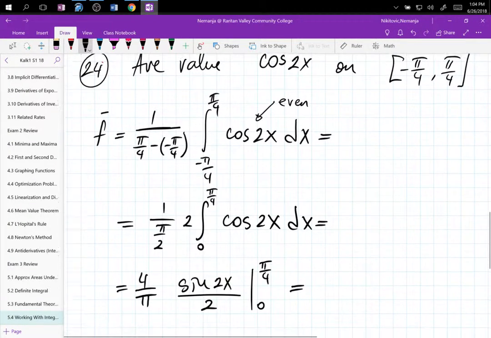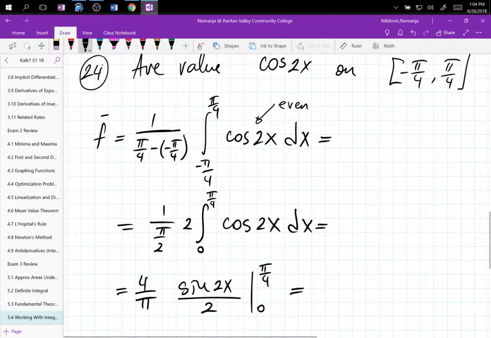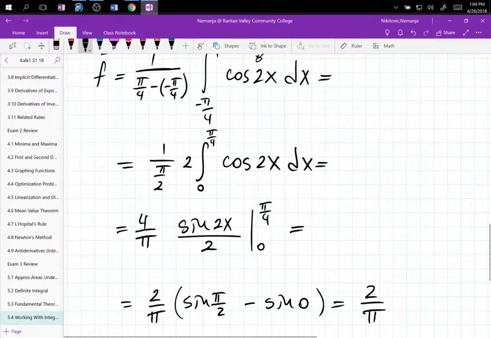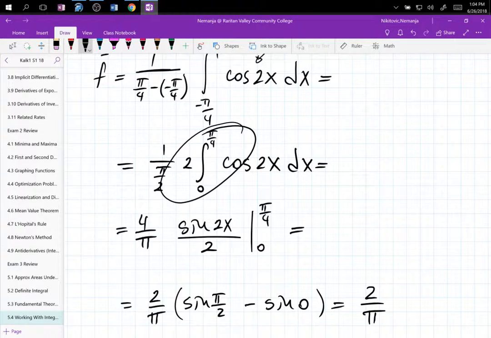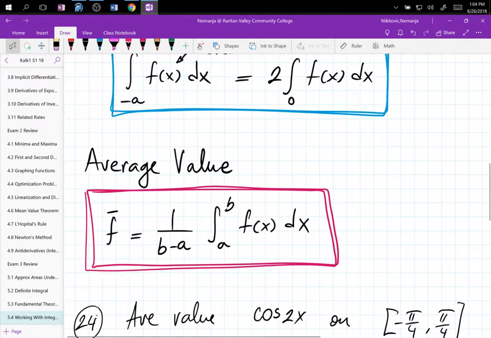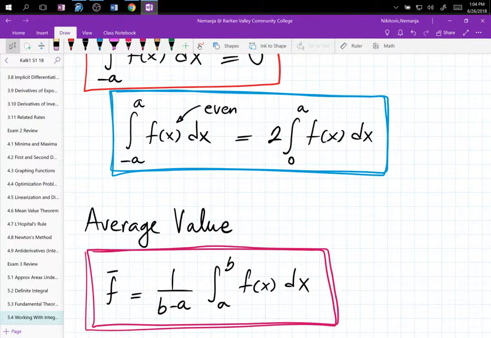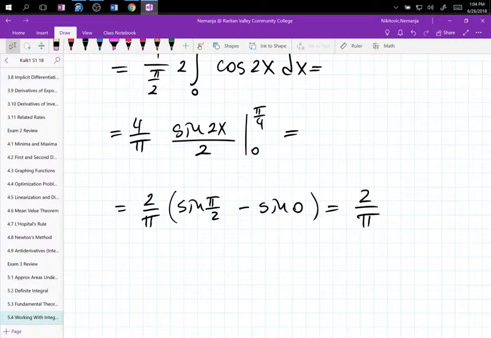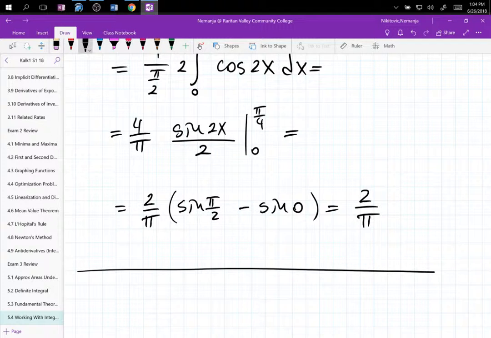So I have a function cosine 2x on the symmetric integral from negative pi over 4 to pi over 4. I changed the limit because I used the blue formula here. That's negative a to positive a. Negative pi over 4 to pi over 4 is 0 to pi over 4 with a 2 pulled out. That's the new formula. You don't know it yet, so that's why it looks weird, but as soon as you get there, it will be clear. And I think we're done, right?